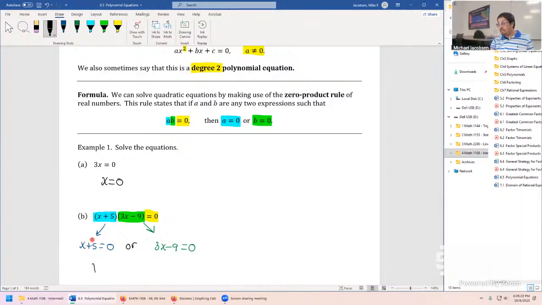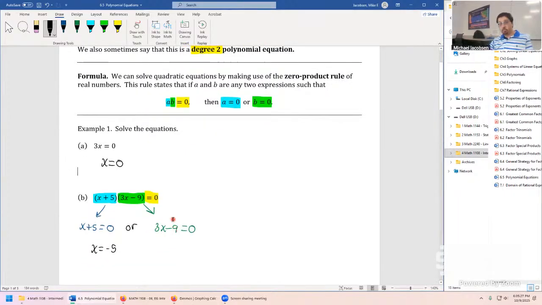On this one, subtract 5. X would be negative 5. On the second one, add 9. Divide by 3. And x would be 3. So those are our two solutions here and here. If we want to write them on one line, we might write x equals negative 5, comma 3, just as a summary.